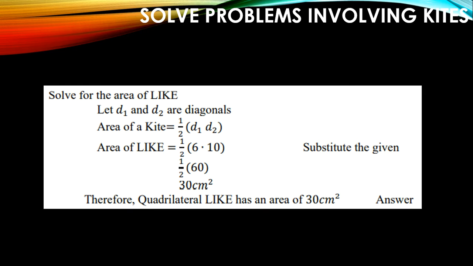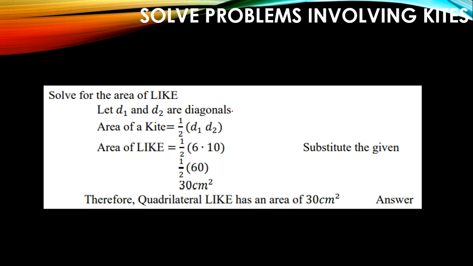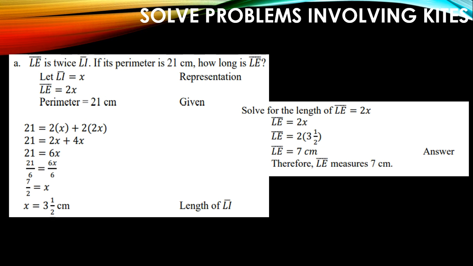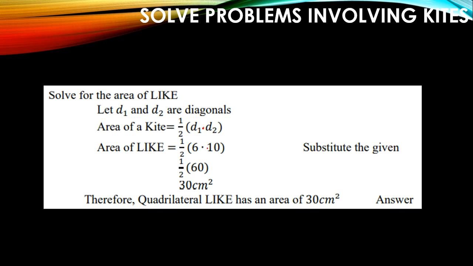Okay, so let's go now to the area of the kite LIKE. No? Let's solve for the area of LIKE. Let d sub 1 and d sub 2 are diagonals. So the area of the kite, that is equals 1/2 times d1 times d2. Okay? Then substitute the values of the d sub 1 and d sub 2. So balik ta, ang d sub 1, which is 6, d sub 2, which is 10. So that is equals 1/2 times 6 times 10.